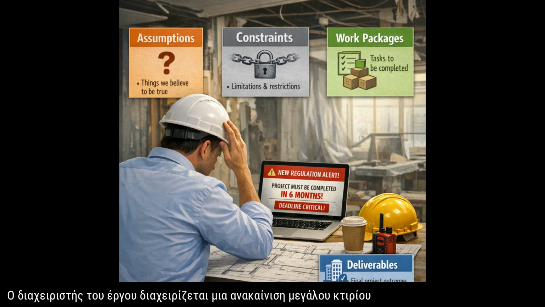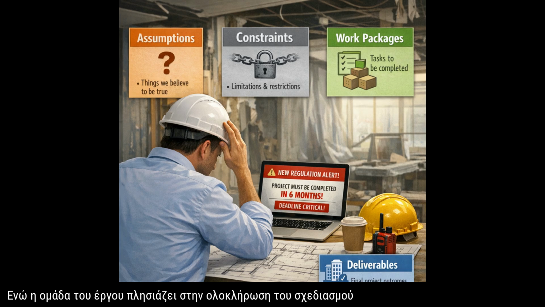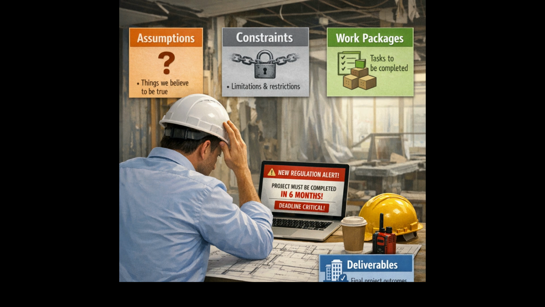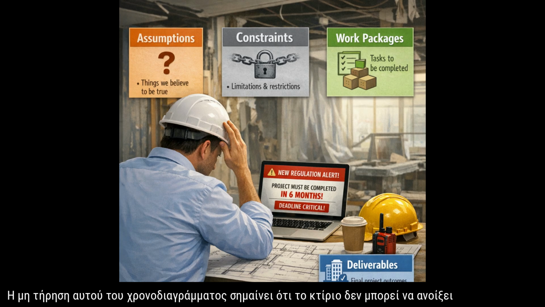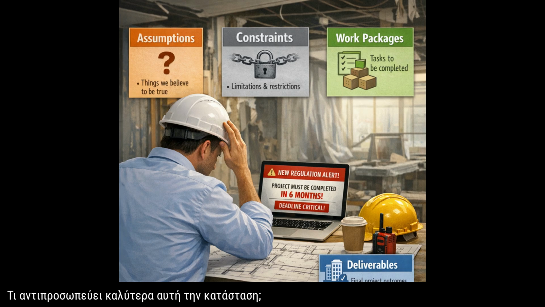The project manager is managing a large building renovation project. While the project team is nearing the completion of the planning phase, the sponsor informs the project manager that new regulations require the project to be completed within 6 months. Failure to meet this timeline means the building cannot open to the public. What best represents this situation? A. Assumptions. B. Constraints. C. Work packages.